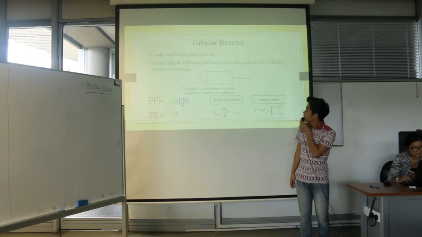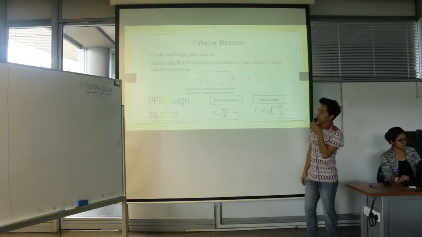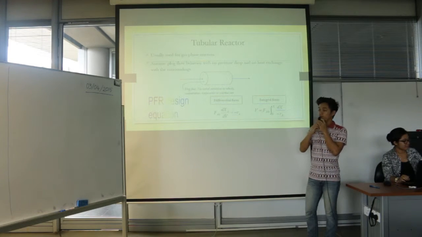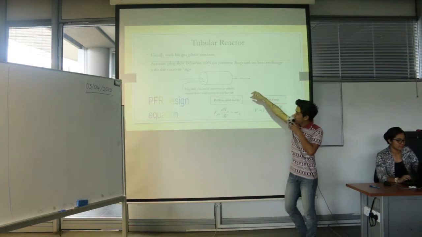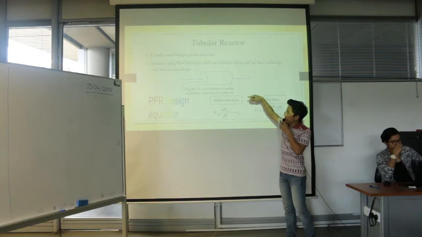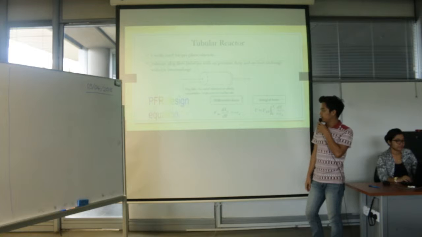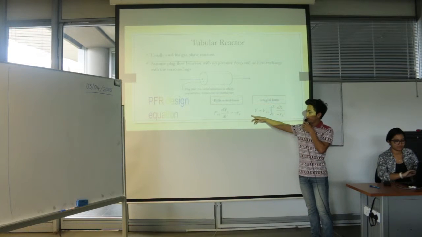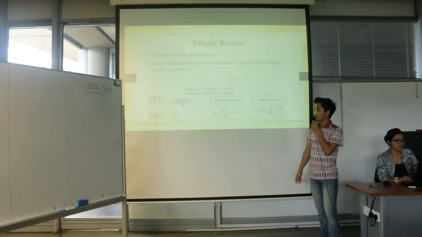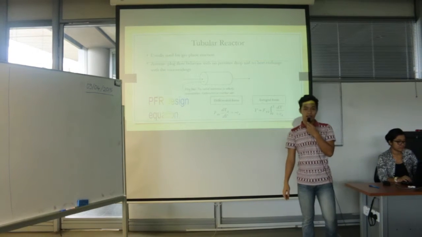Okay, next slide. For the tubular reactor, usually used for gas phase reactions, we assume plug flow behavior with no pressure drop and no heat exchange with the surroundings. Imagine this is a plug flow reactor, and we assume there are no radial variations in the velocity, concentration, temperature or reaction rate. In differential form, FA0 dXA over dV equals negative rA, and the integral form is V equals FA0 integral of dX over negative rA. Next.